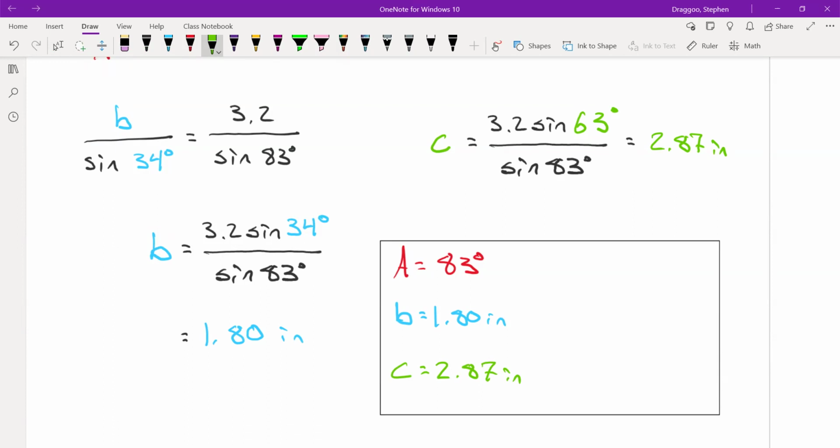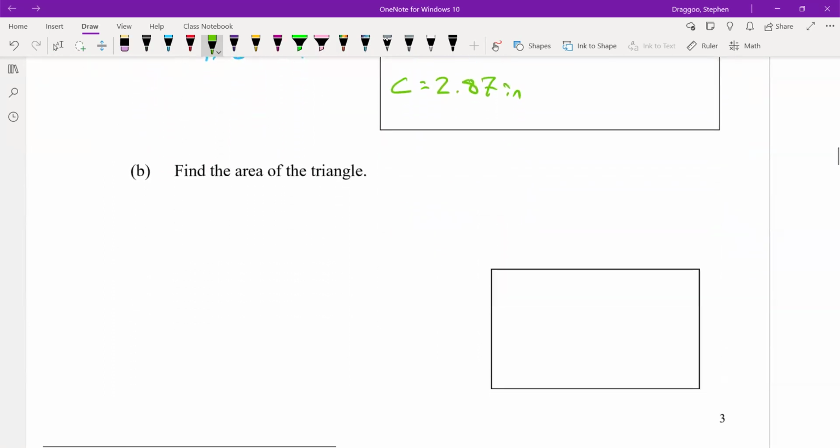But I saw earlier this was a 16-point problem, so I'm expecting probably some more work to show up here to justify the full 16 points. And it does have a part B. So in addition to solving the triangle, I also want to find the area of that triangle. So off a formula sheet, I'll go find one of my area equations. I'll just use the first one that says area is 1/2 of A times B times sine C.